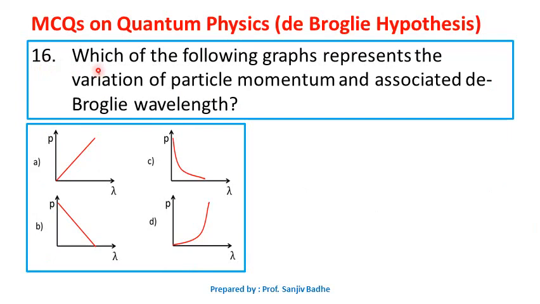Question number 16. Which of the following graphs represents the variation of particle momentum and associated de Broglie wavelength? So 4 options are given. Which is the correct option?